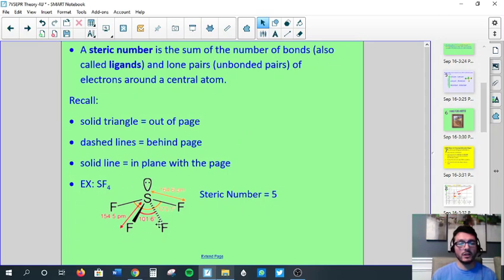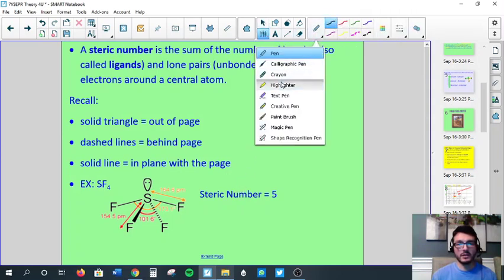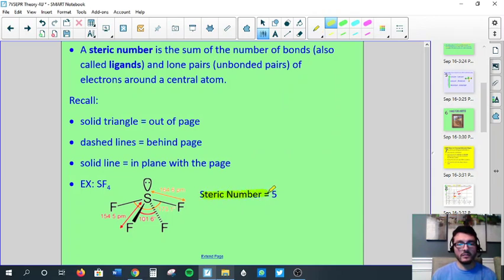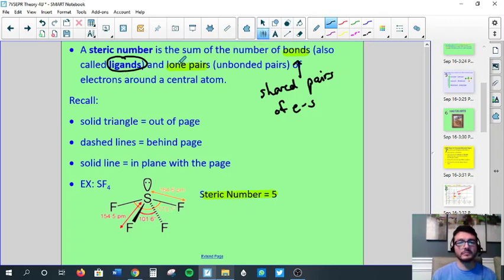So here's our example of a worked out VSEPR diagram, and it's going to help us figure out what steric number means. Steric number is essentially just the sum of lone pairs and bonds. So the number of bonds and lone pairs. In other words, bonds, I can also say shared pairs of electrons, right? Bonds. This is also called ligands, and ligands just means connections. So a couple new terms here. Ligands means a connection. Okay, so it's a sum of your ligands and your lone pairs, or your unbonded electrons.